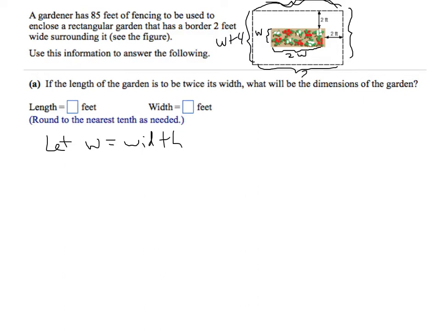Similarly, I'll have W plus 4 as the length of the fencing, because again, it's 2 feet more in both directions from the length of the garden. And of course, this is a rectangle, so this side over here is also W plus 4. It matches its opposite side, and the one on top that I don't have room to write on is also 2W plus 4.